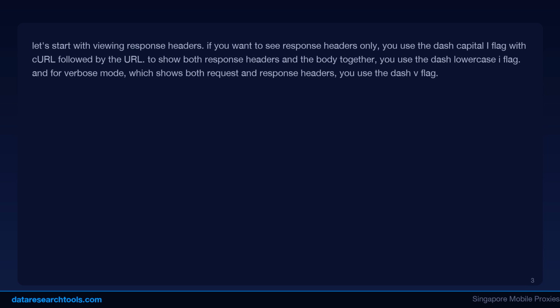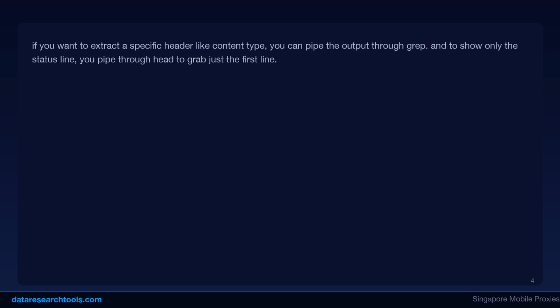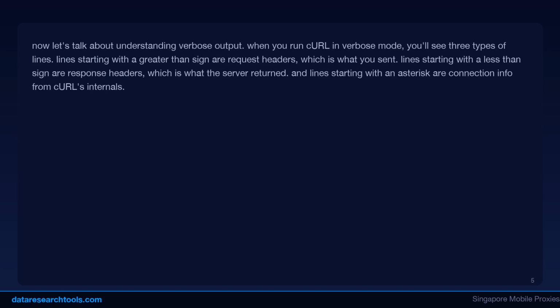Let's start with viewing response headers. The simplest way to see what headers a server sends back is using the verbose flag or the head flag. The verbose flag shows both the request headers you sent and the response headers you received. The head flag makes a HEAD request that returns only headers without the body, useful for quickly checking server configuration.